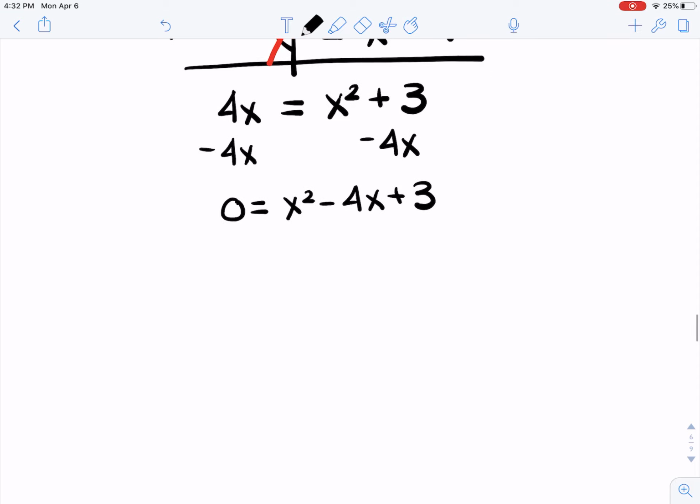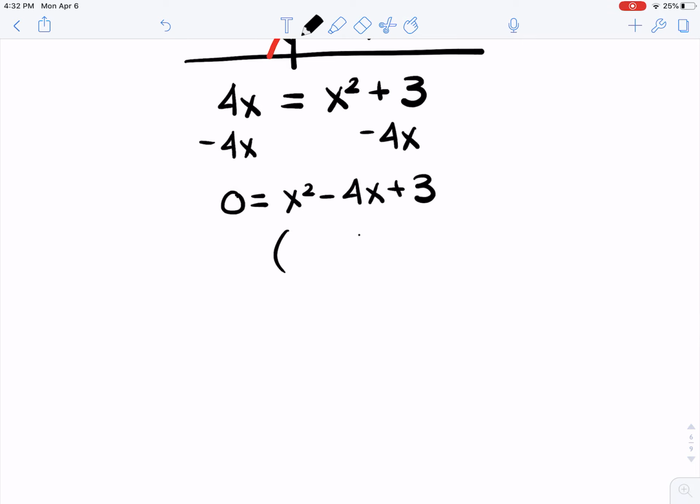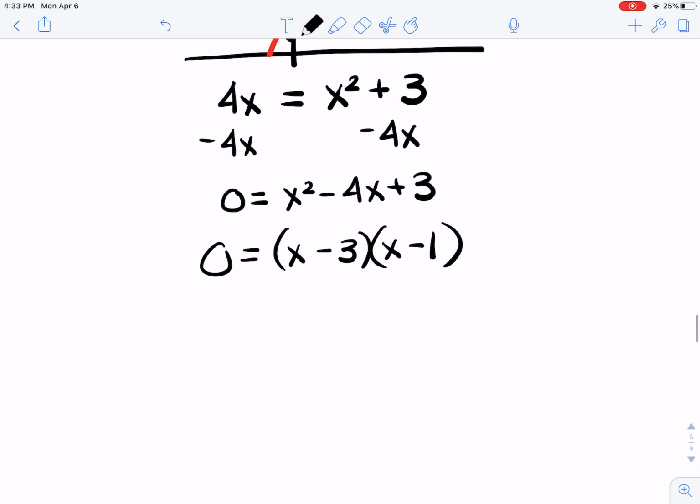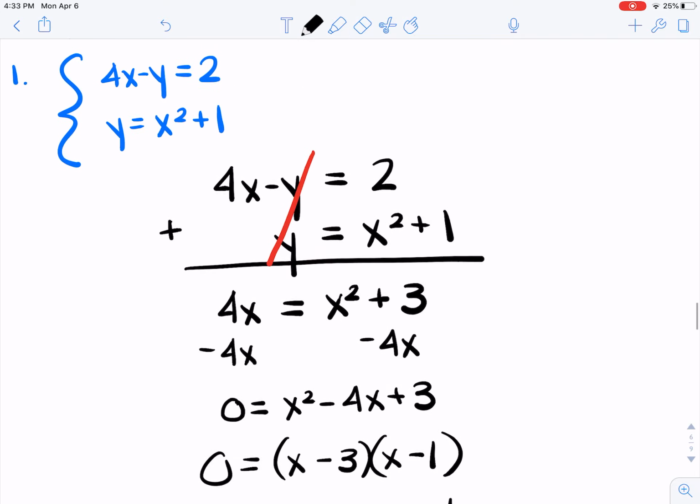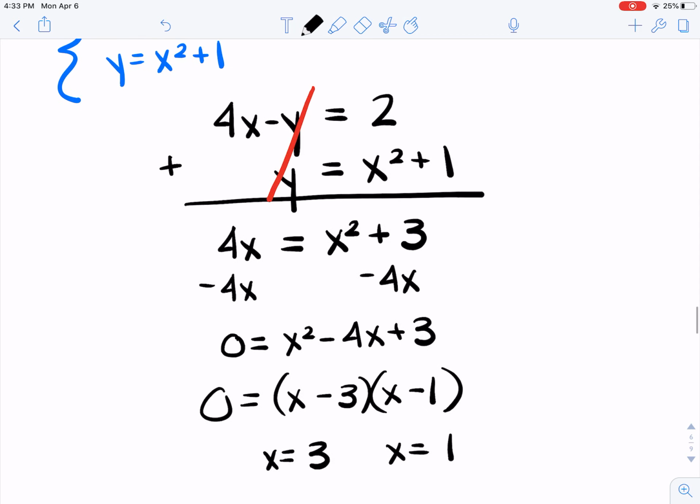For this one, I like factoring. I could do that factoring in my head. So I'm going to go ahead and do that. Two numbers that multiply together to give me positive 3, but add to give me negative 4 are going to be negative 3 and negative 1. So my x values are going to be 3 and 1. So what that means is I've got 2 points. One has an x value of 3 and the other one has an x value of 1.